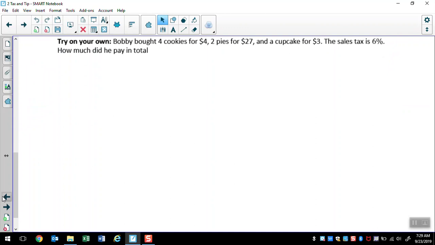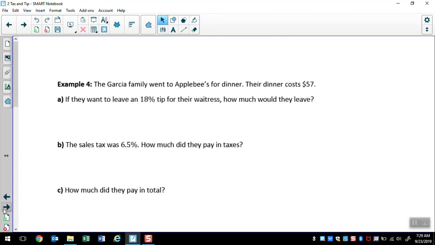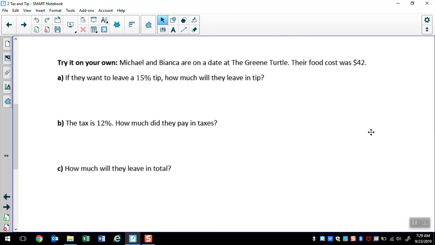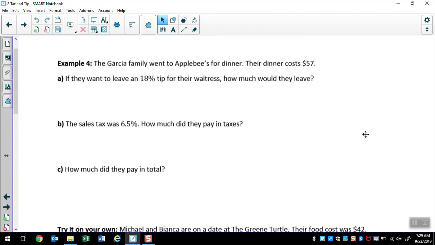All right, let's go to that last page. We've got one more example together and one more try on your own, and then we'll be done. The Garcia family went to Applebee's for dinner. Their dinner cost $57. If they want to leave an 18% tip for their waitress, how much would they leave? Right now, they're asking just how much tip they are leaving.